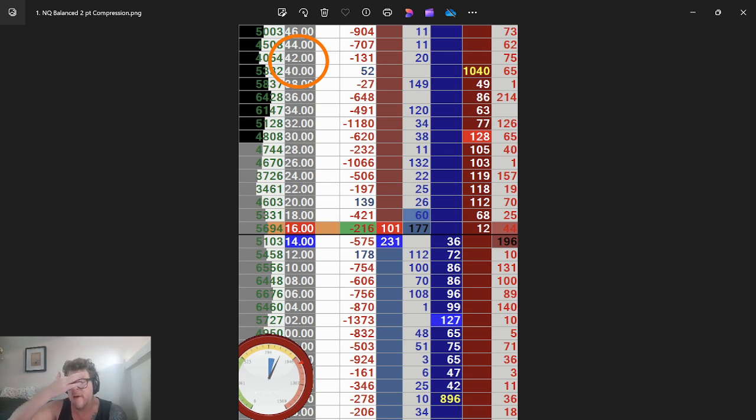I was just going over the Jigsaw DOM earlier, and this big circle up here shows that I have the Jigsaw DOM set to 1 point compression. So that's 4 ticks. And you can see these control orders, 128 and 127, very close. You see that a lot, especially on a range day.